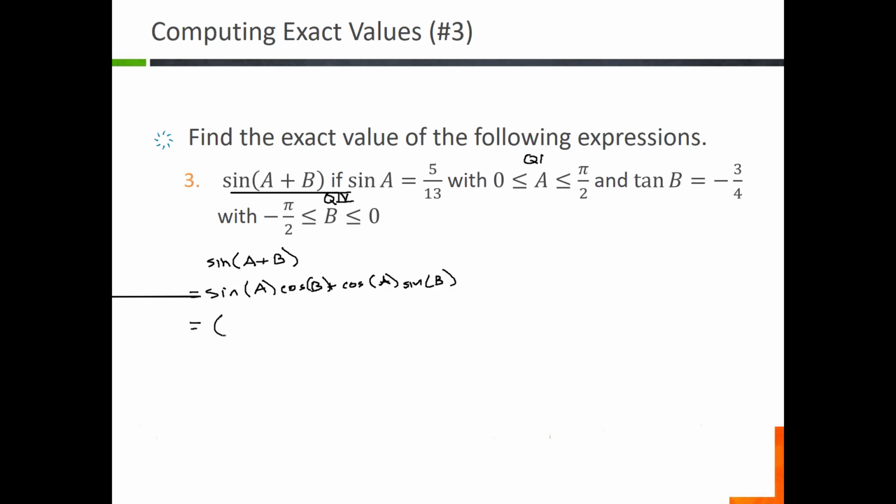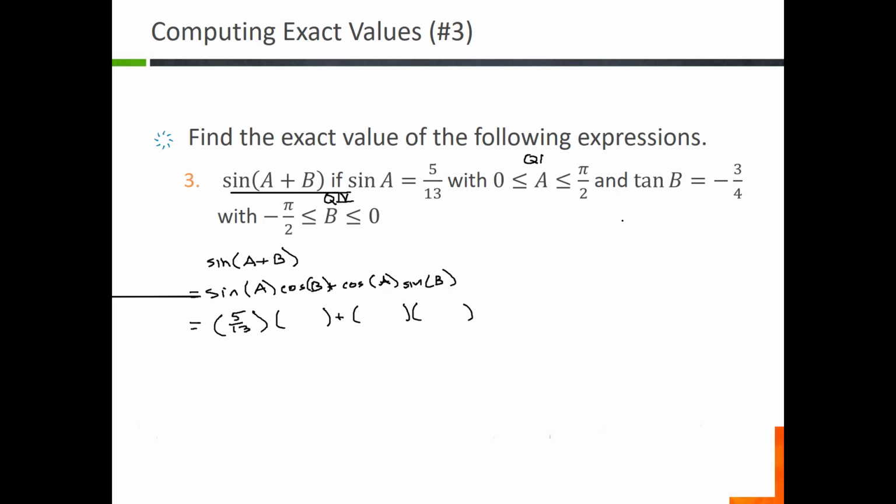Okay. So sine of A we already know is 5/13. But I need to figure out what is the cosine of B, and also what's the cosine of A and the sine of B. So I don't know any of those three. And so we're going to use all the other given information to figure those three out. So let's start off with A. So we know the sine of A is 5/13 and we know A is in the first quadrant.